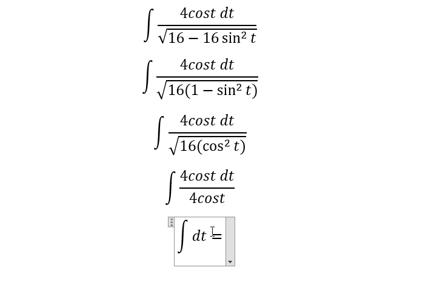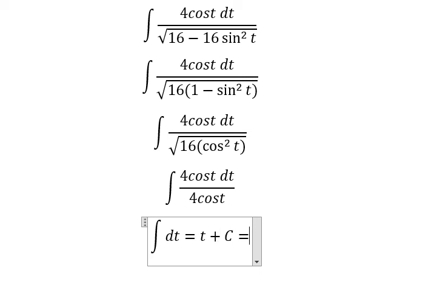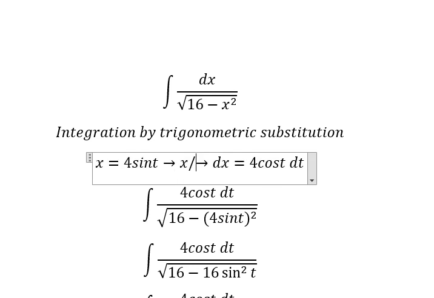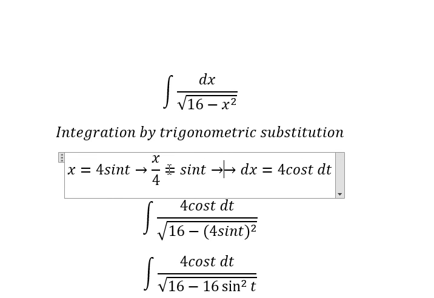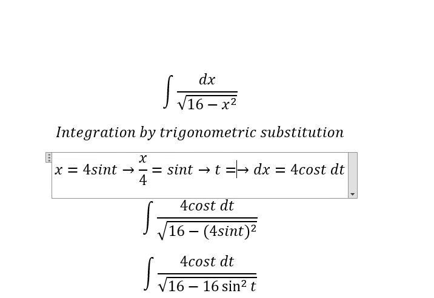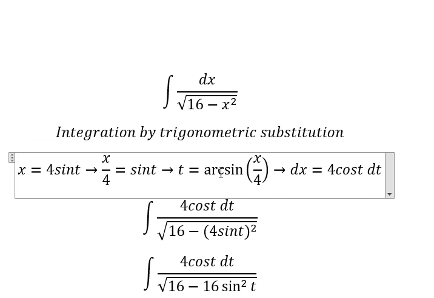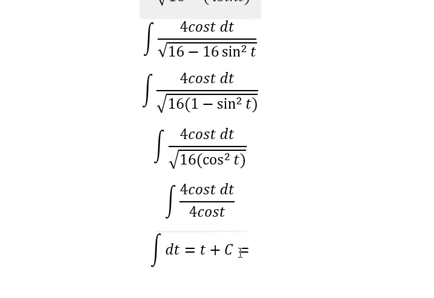The integration of dt, we have t plus c. About t, that is about this one. So we divide both sides by number 4. And we have t equals arcsine of s over 4. So we put this one to replace for t.